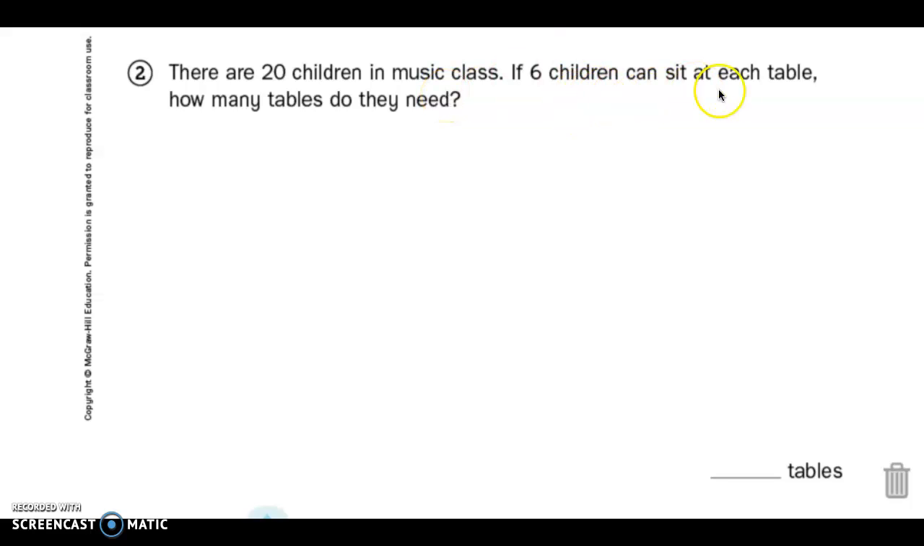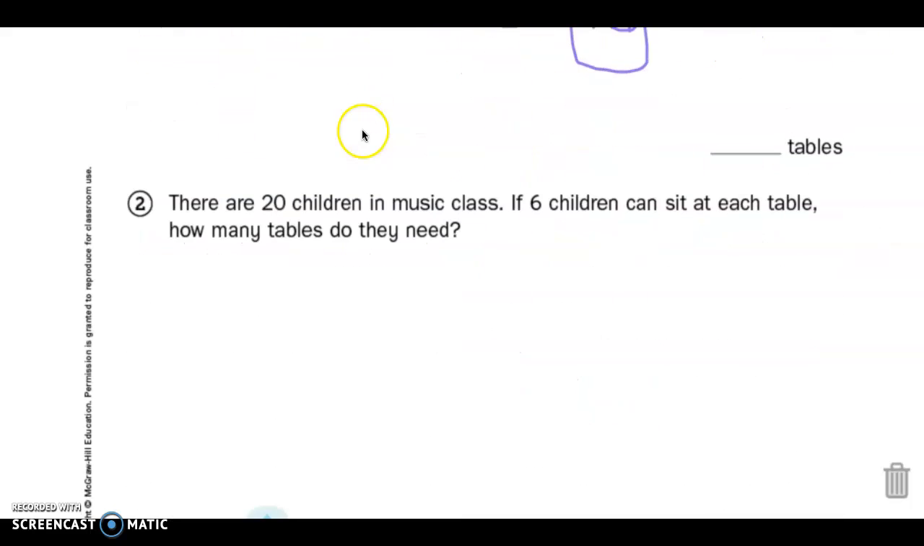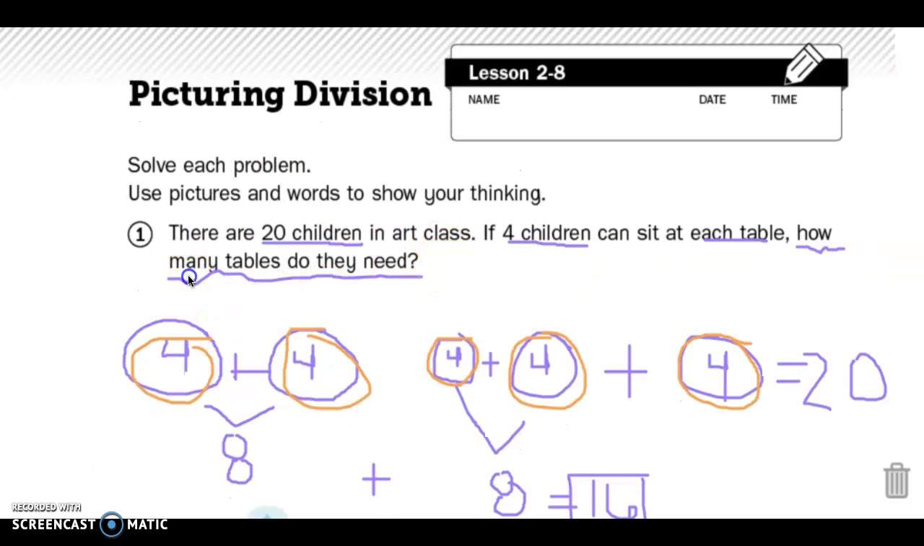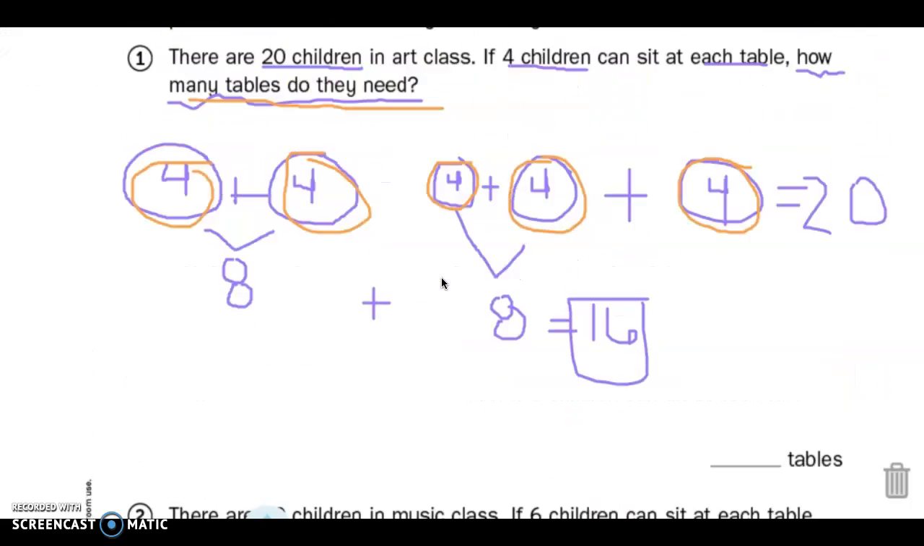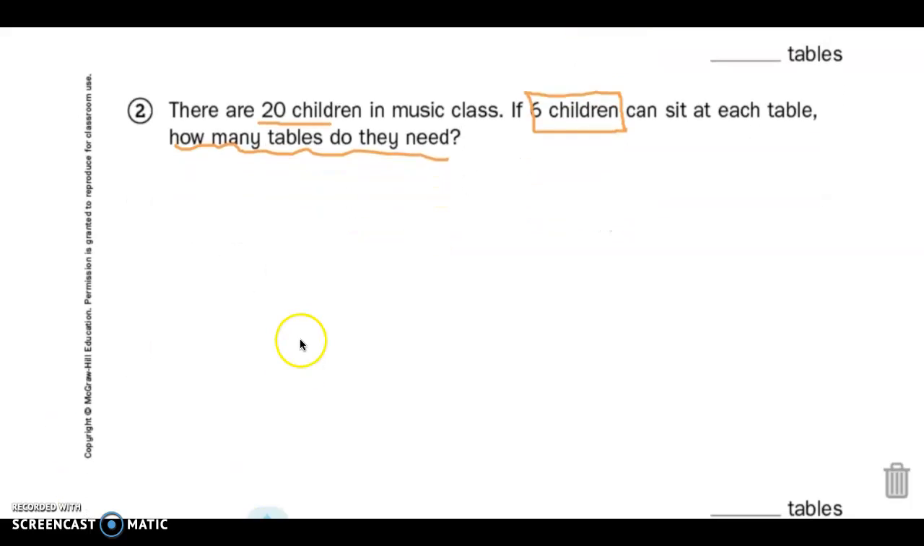Okay, for number 2, there are 20 children in music class. If 6 children sit at each table, how many tables do they need? Boys and girls, this looks so familiar. Look, they had 20 children total. We have 20 children total. It says how many tables do they need? We were trying to figure out how many tables they needed. But this time, instead of sitting 4 at a table, 6 can sit at a table. So we need to draw. We don't know how many tables, so we're going to start 1 table at a time.